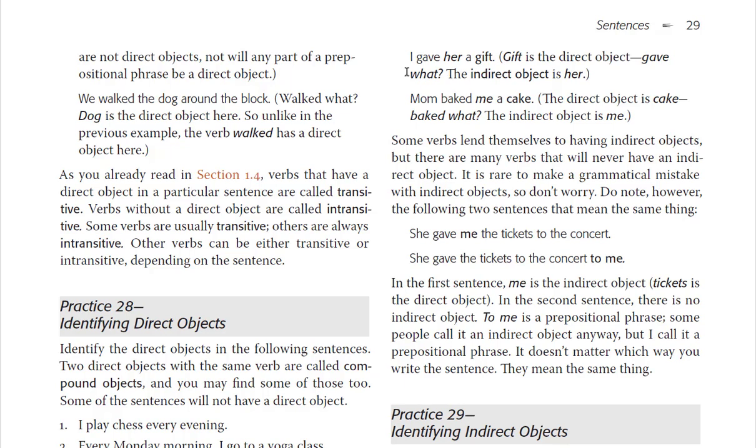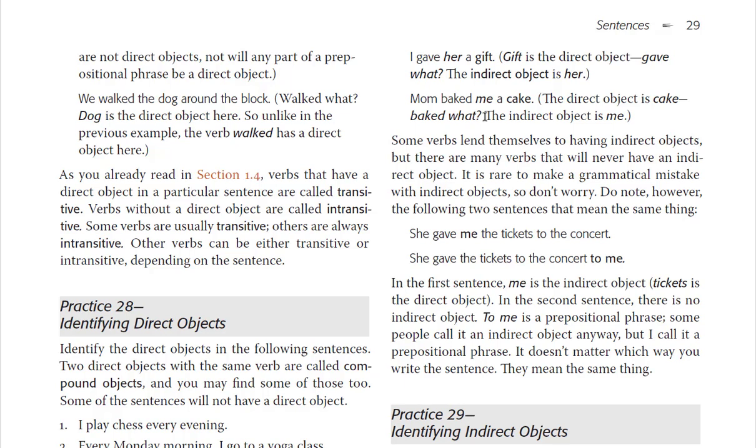But in conversational English, you can switch the direct and indirect objects around. So you could say in conversational English, I gave her a gift. But no matter what, even if you switch it around, her is still an indirect object because the "to" is understood. I gave to her a gift, or I gave a gift to her.